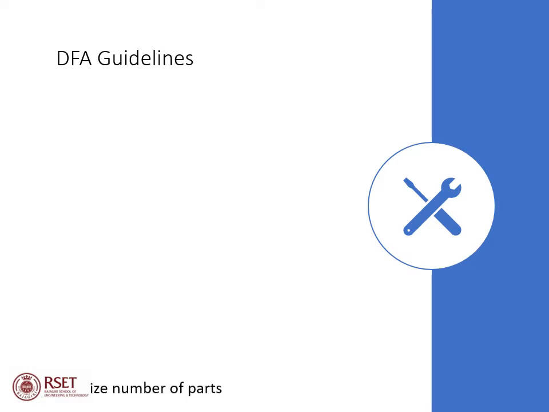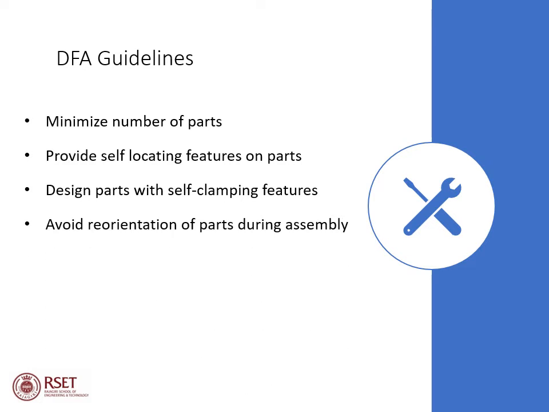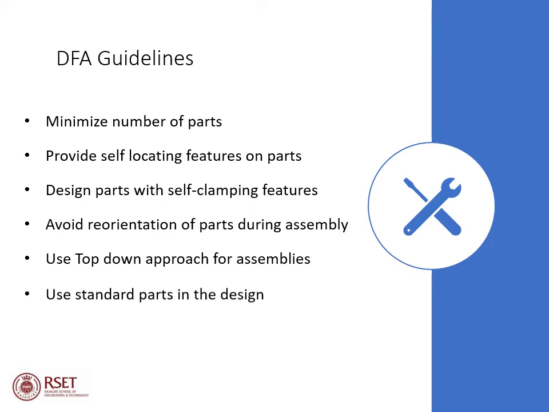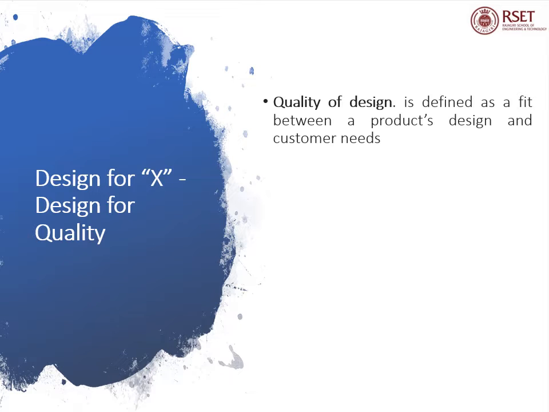Design for assembly guidelines. Minimize the total number of parts. Provide self-locating features on parts. Design parts with self-clamping features. Avoid reorientation of parts during assembly. Use top-down approaches for assemblies. Use standard parts in the design. Think of modular design.